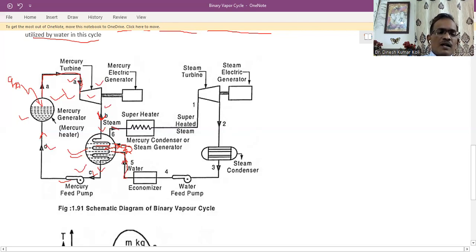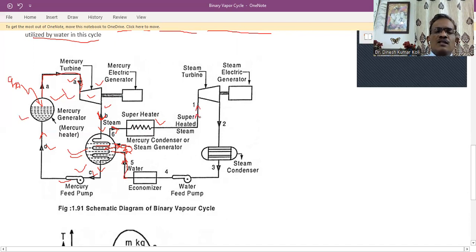So we have seen that in the mercury condenser, the mercury vapor has rejected some heat, and that heat is utilized by the feed water. Now this steam will pass through the superheater. Actually, this is also part of the mercury boiler. There is no separate boiler used for the steam cycle. In the mercury boiler, this steam is superheated, and after superheating, it is supplied to the steam turbine.